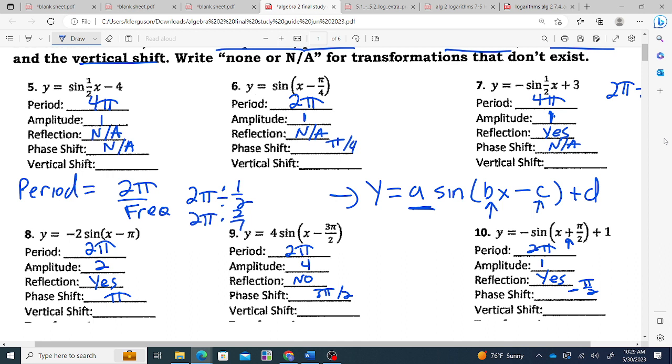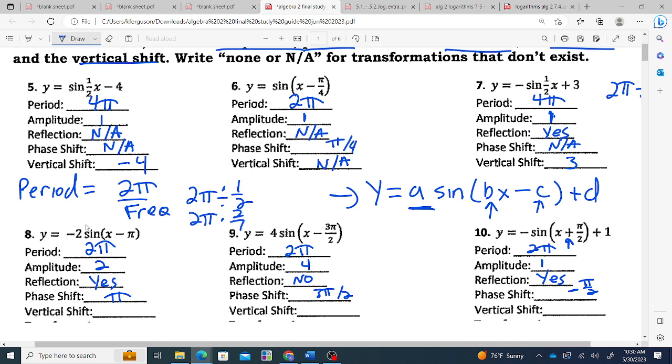So vertical shift. That's just if you got a plus or minus at the end. So vertical shift for number 5 is just -4. If there's no parentheses, take it as you get. -4 means it's a -4 for vertical shift. For number 6, there's nothing outside the parentheses, so that's NA or none. For number 7, I got +3 at the end, no parentheses, so that means it's a vertical shift of 3, or +3 if you want to be technical.